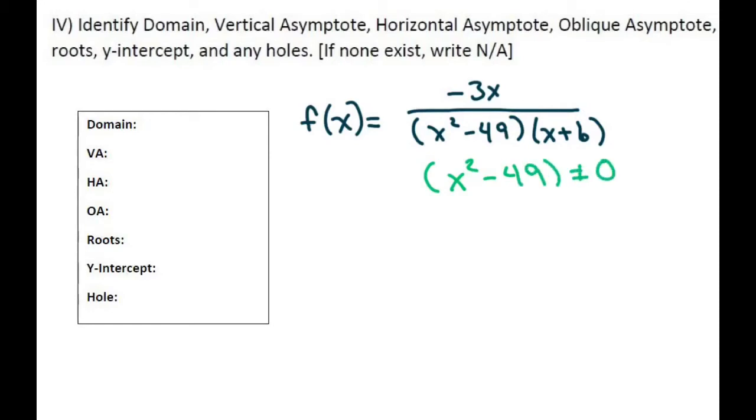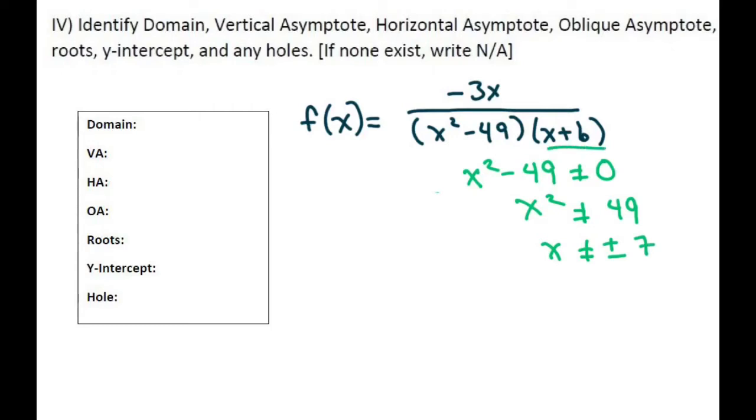So that can't be 0. I shouldn't have put parentheses on that. Let me erase that. So that's just going to be x squared minus 49 cannot be 0. So x squared cannot be 49. So x cannot be plus or minus 7. And for this one, x cannot be 6. So basically our domain is all real numbers. However, x cannot be plus or minus 7, and x cannot be negative 6, actually. You put a negative 6 there.